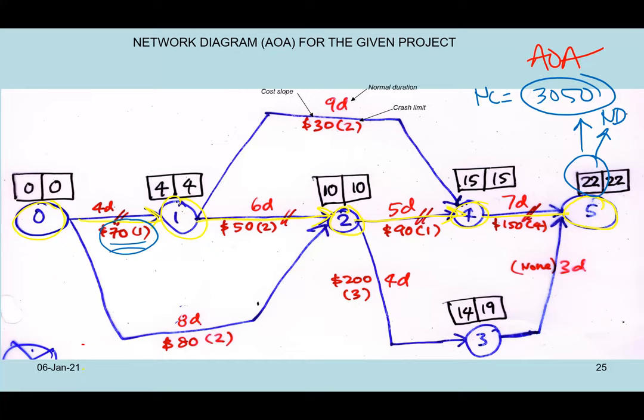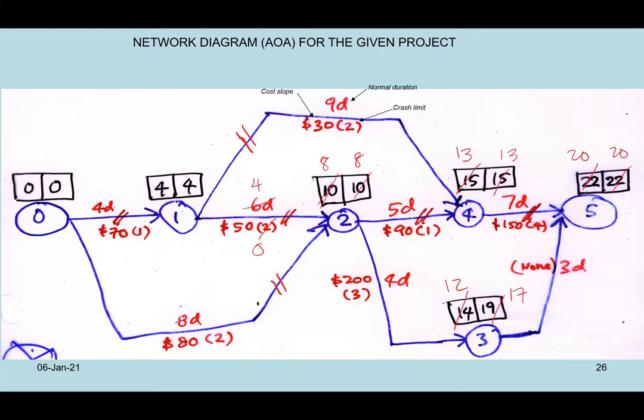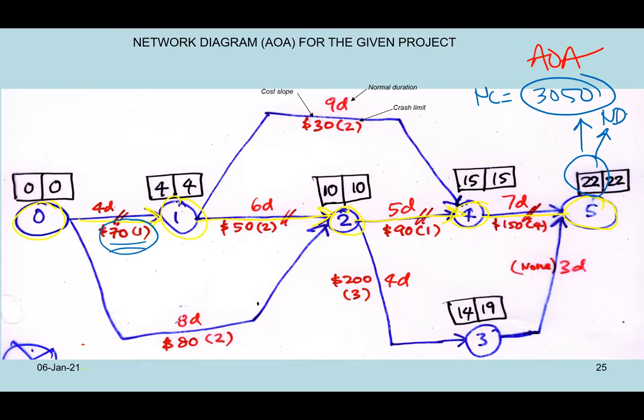Now, let's go for the first cycle. Let's assume in cycle number one, we want to reduce the project duration from 22 days into 20 days. So how do we do that? First thing first, focus on the critical path. You notice activities 01, 12, 24 and 45 are the critical path. Which one do you choose to reduce? It looks like among all, the cheapest one would be activity 12.